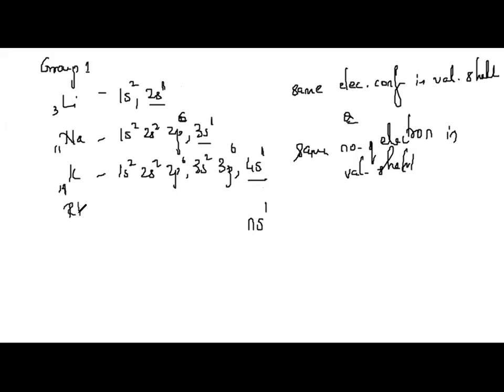With this you can find for rubidium also, you will get the same. Instead you will get 5s1. That's it. n changes. Due to this similar outermost electronic configuration, all the elements which are present in a particular group will have similar chemical properties. So lithium, sodium, potassium, rubidium, cesium, francium will have the same chemical properties.